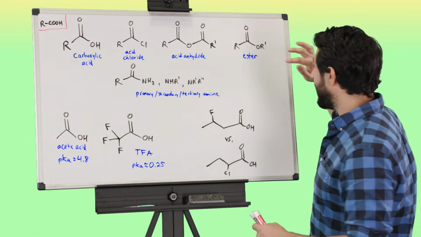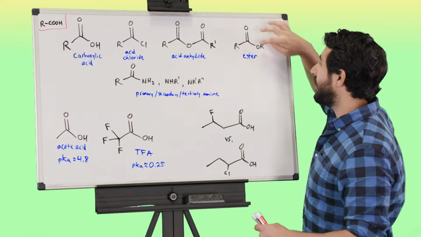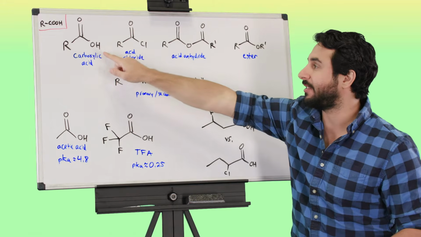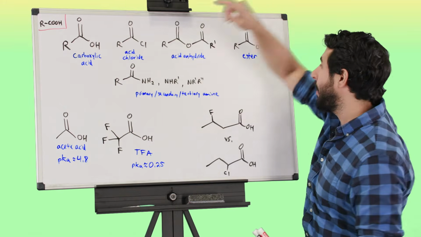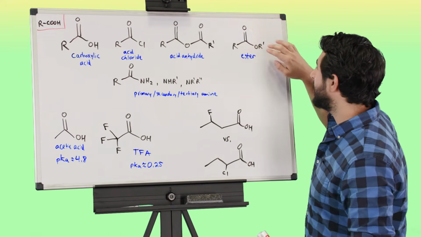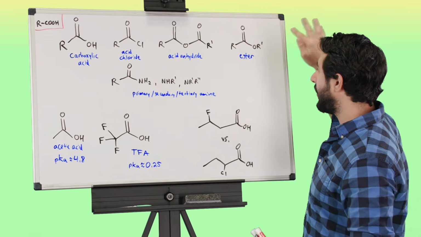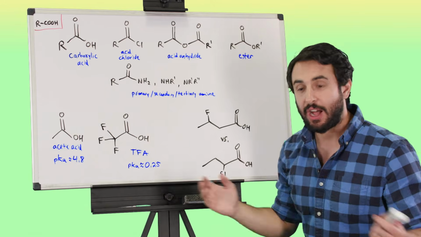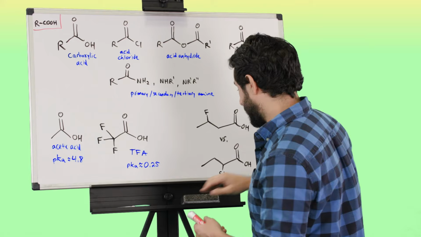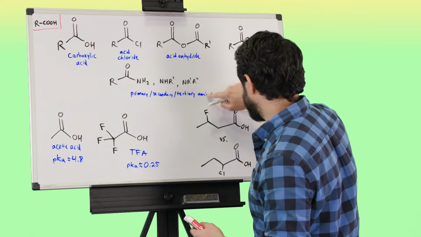And then, of course, we can get an ester, which is carbonyl and then OR. So it's different from a carboxylic acid because instead of a proton, we've got more alkyl on the other side of that oxygen. So this is no longer an acid. There's no acidic proton there. Then, in addition, we can have amides. And so, sorry, this is not amine, this is amide.